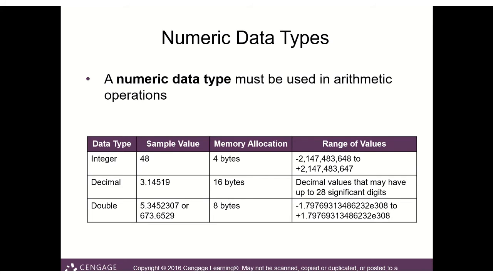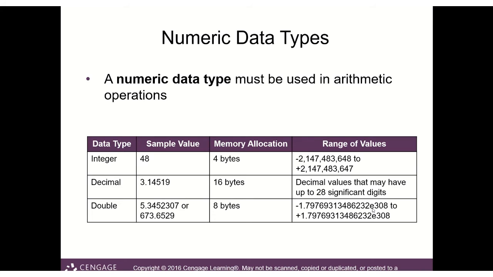Then we will talk about numeric data types. A numeric data type must be used in arithmetic operations. There are different data types. Integer, with a sample value of, let us say, 48, contains 4 bytes of memory, and the range of values goes from very small to very large numbers. Then comes decimal, let's say 3.14519, with a memory allocation of 16 bytes, and decimal values may have up to 28 significant digits. And then double, whose sample value has some number of decimals, takes 8 bytes of memory, and there is a range of values for this one too.